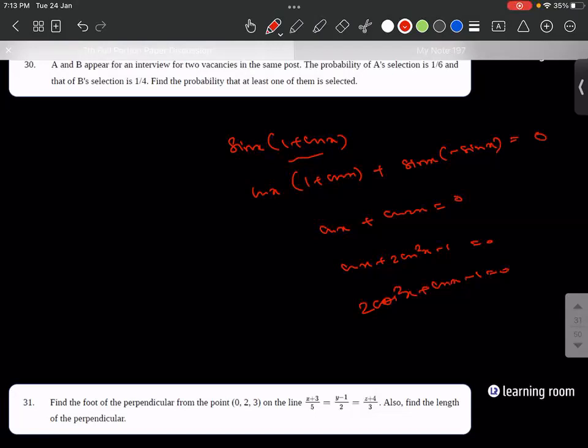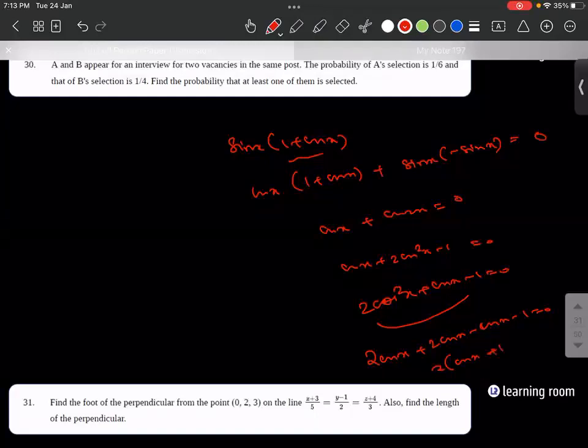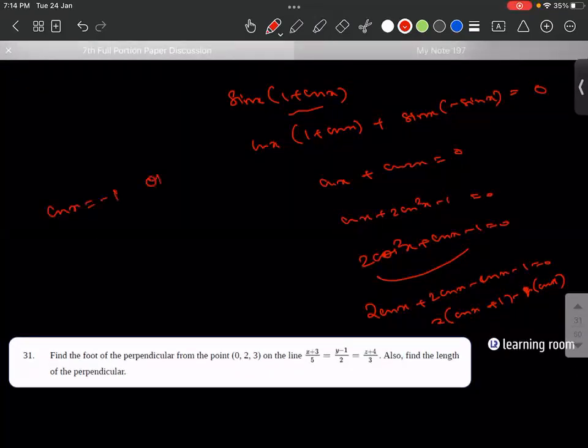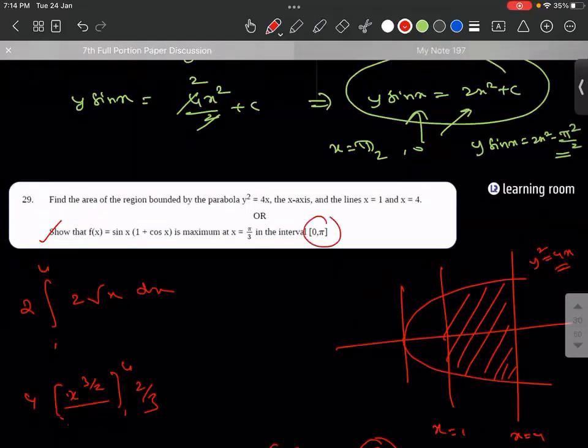So when you factorize it, what are you going to get? 2 cos x plus 2 cos x minus cos x minus 1 is equal to 0. So 2 into cos x plus 1 minus 1 into cos x plus 1. So what will be the answer? Cos x is equal to minus 1 or cos x is equal to half. Cos x is equal to minus 1 is also possible, but they gave the interval as 0 to pi.